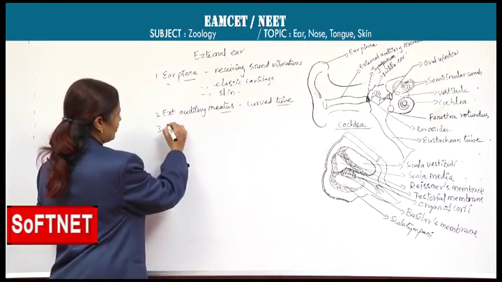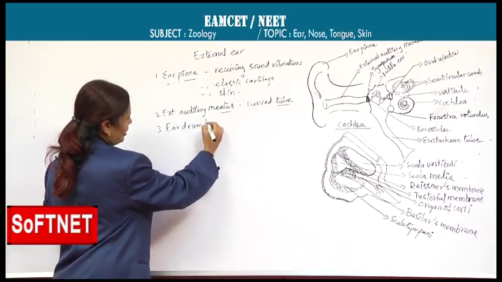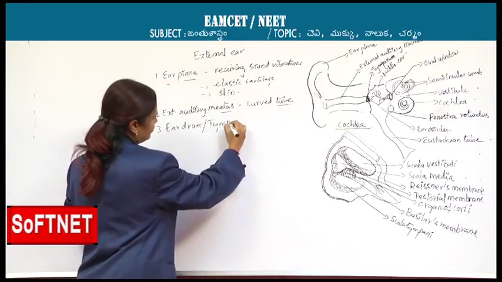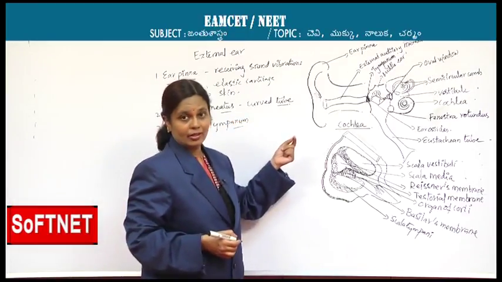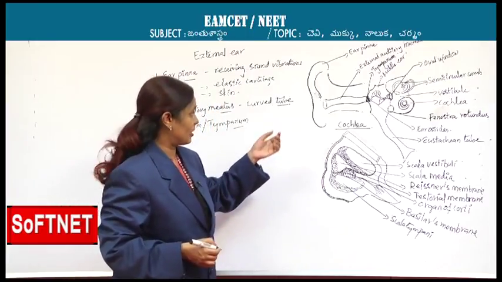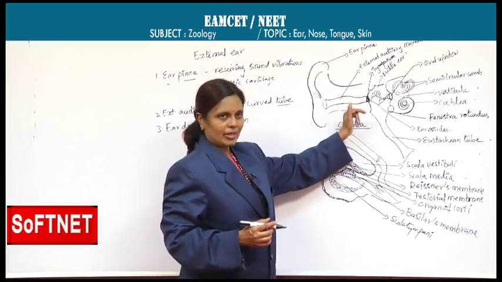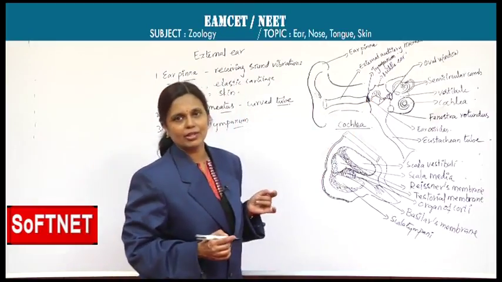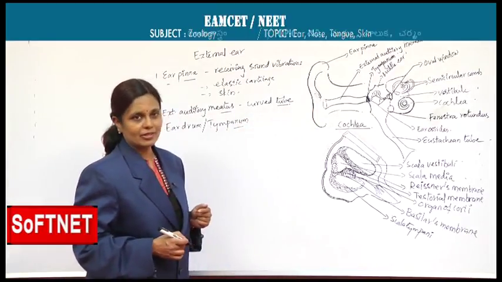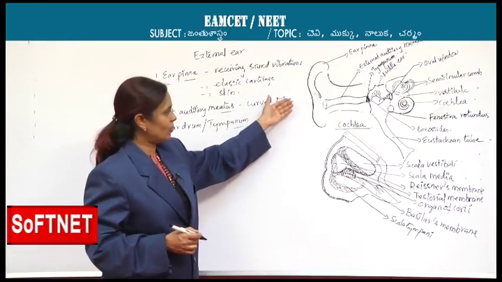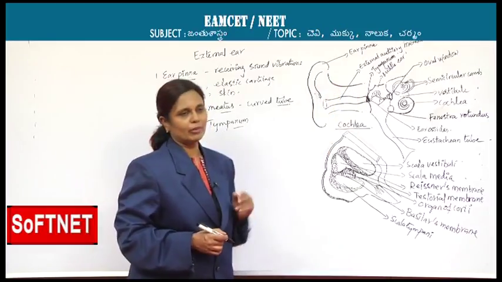The third part of it, eardrum, otherwise called tympanum or tympanic membrane. This is a semi-transparent membrane made of connective tissue. Externally it is covered by skin and internally covered by a mucous membrane. These are the 3 parts of the external ear: earlobe, then the curved tube, external auditory meatus, followed by tympanum.